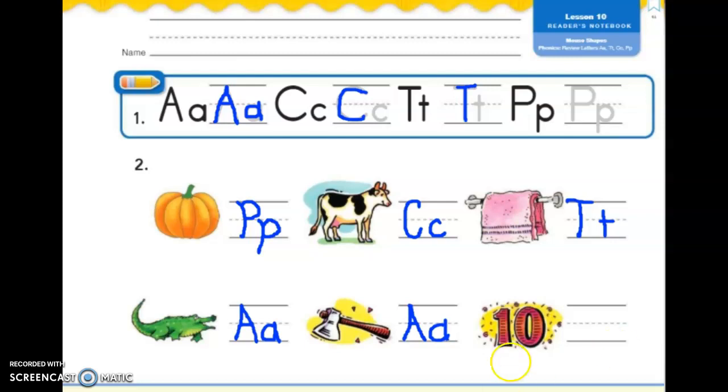All right, last one. It's the number 10. That's a T. So I'm going to go capital T from top to bottom, cross over, top to bottom, and cross over for both.